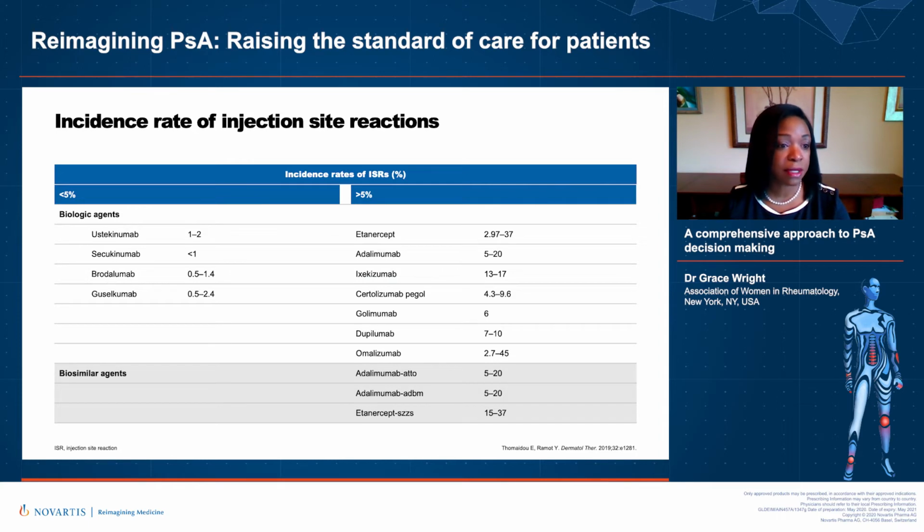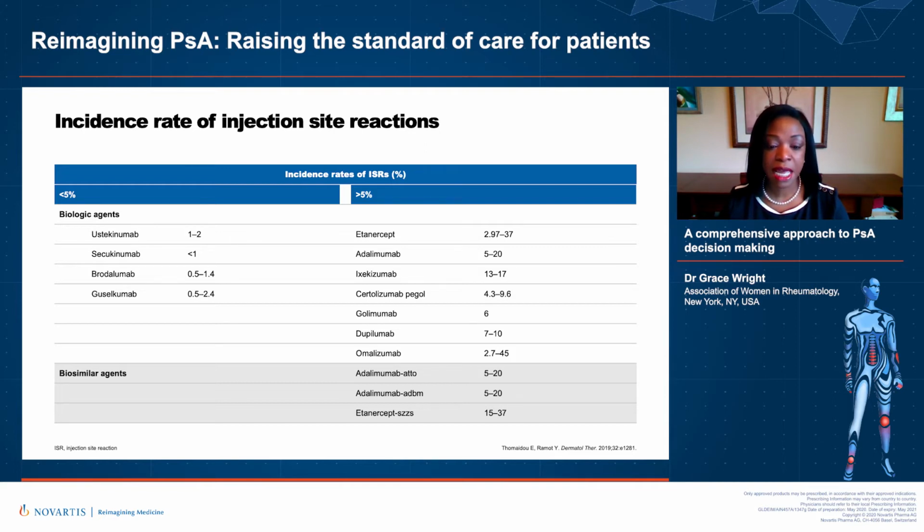However, the skin is also a domain for adverse events, and we see injection site reactions occurring in the skin, again with varying rates, so that when we look on the left column where we have ustekinumab, secukinumab, brodalumab, and guselkumab, we see incidence rates that vary from 1 to 2.4% across these four products, with secukinumab showing less than 1% ISRs in its trials.